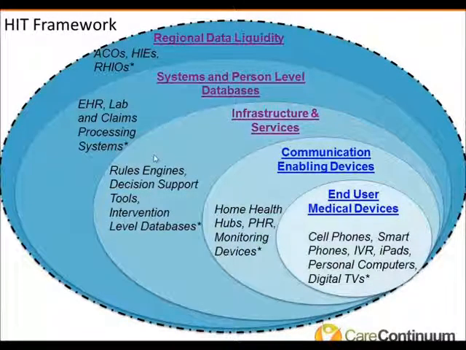Next on the framework is the infrastructure and services component. And this is the third component of our framework and is focused on information and technology needed to support health providers in their efforts to enhance the services they provide to patients or consumers. This infrastructure, combined with the complementary services, enables the enrollment and engagement process as well as the process of communication and intervention delivery. Examples that we've included here of infrastructure and services include rules engines, decision support tools, and intervention-level databases such as practice panel patient registries.